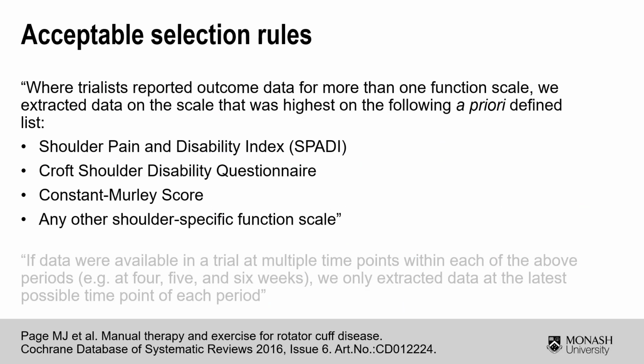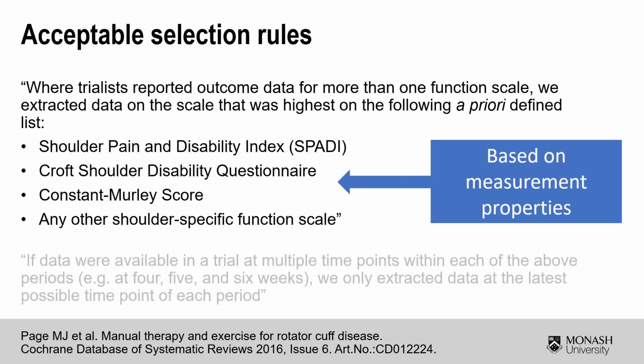An alternative, and examples of some acceptable selection rules, come from a review I've done with the musculoskeletal group. We were interested in doing a meta-analysis of function scores for people with shoulder pain. And we specified that where trialists reported outcome data for more than one function scale, we extracted data on the scale that was highest on this a priori defined list. We had a hierarchical list of measurement instruments for function, where we prioritized those studies that had the data for the Shoulder Pain and Disability Index over the Croft Disability Questionnaire, if, say, both of those measurement instruments were available in the paper. And we did that based on the measurement properties for that particular scale.